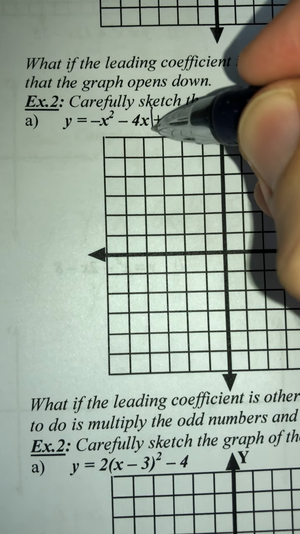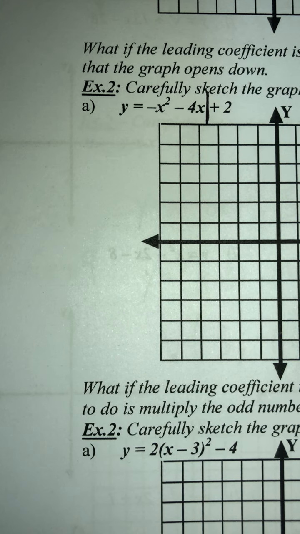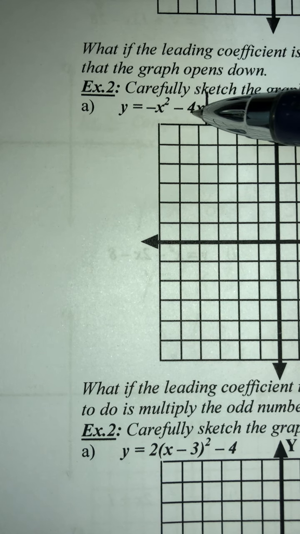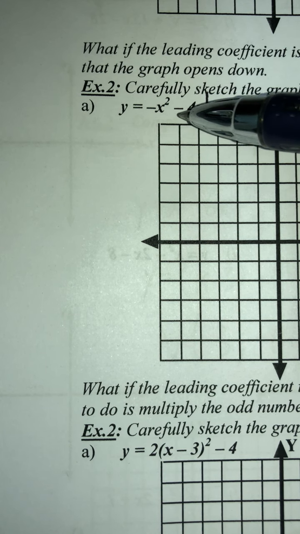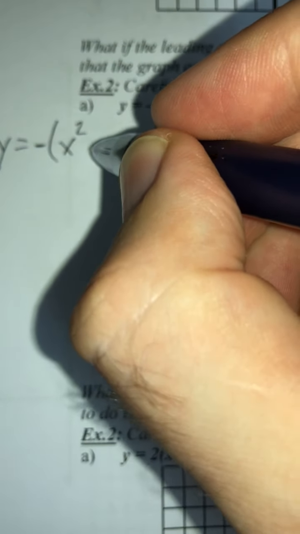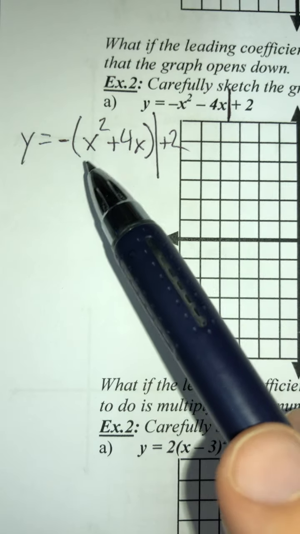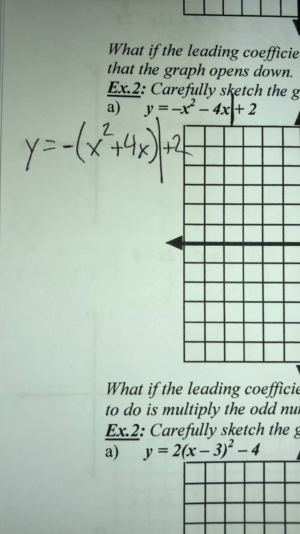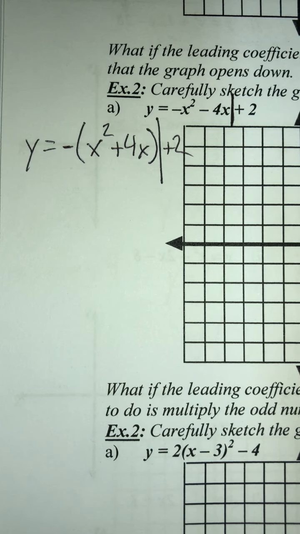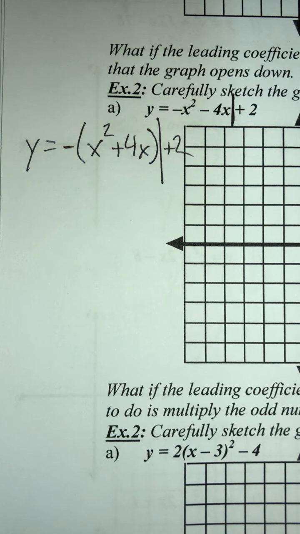I'm still going to split this equation up, but before I divide this term by 2, I need to divide or factor out whatever's in front of the x squared. So I'll have y equals negative, and then in brackets, x squared plus 4x. So I factored out the negative from here. Whatever's in front of the squared term, you factor it out, no matter what it is.